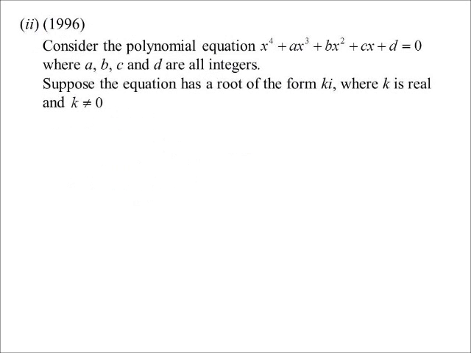2. We have got a quartic. It's monic. Suppose the equation has a root in the form ki. K is real, and it's not equal to 0. I guess this one, hopefully, fingers crossed, is the gift mark of the question. State why the conjugate is also a root.